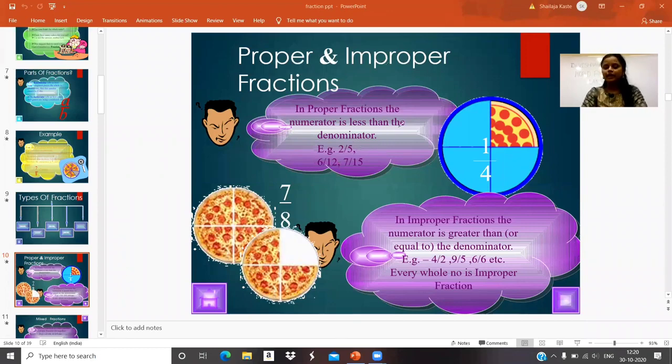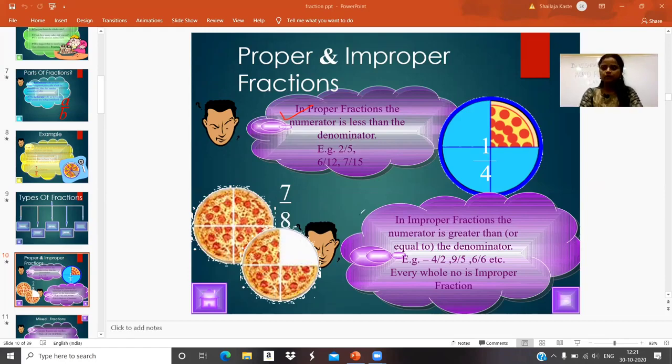If a fraction is given to you, and the number on the upper side, the numerator, is smaller than the denominator, then only we can say the fraction is a proper fraction. You can see here one example given to you. It is 2 by 5. 2 is smaller than 5, right? So this fraction would be known as a proper fraction. In a proper fraction, the numerator is always smaller than the denominator.